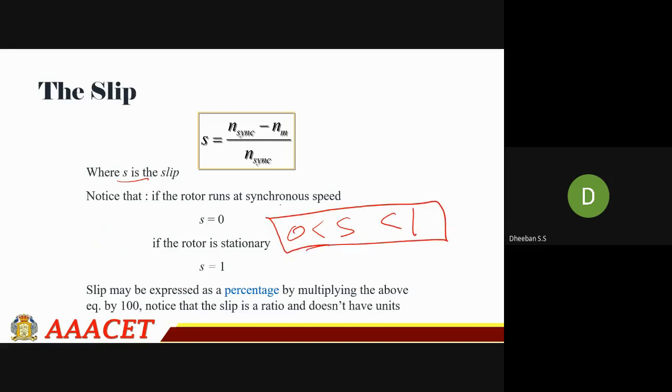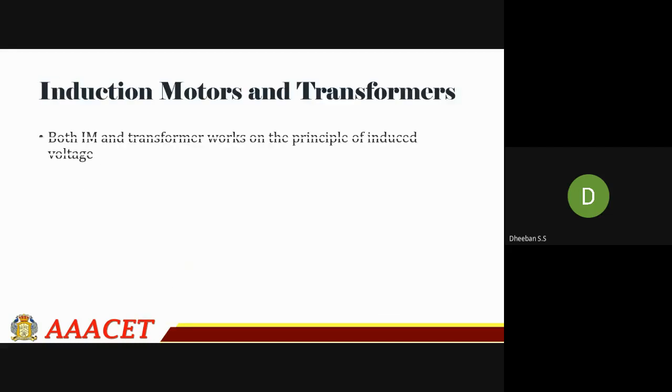If the rotor runs at the synchronous speed, then your slip will be 0. At the same time, if the rotor is stationary, your slip will be 1. Initially your slip will be 1, because without any supply your S value will always be 1. The slip is always expressed as a percentage by multiplying by 100.